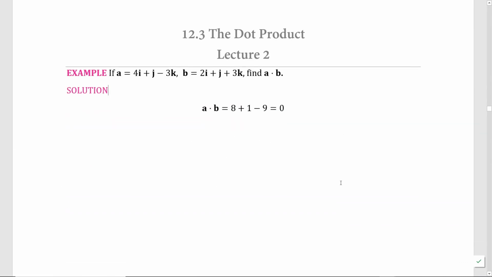Let's see another example. We have two vectors A and B expressed in terms of the standard basis vectors. We want to compute the dot product. By following the rules of the dot product of standard basis vectors, we simply obtain A dot B is 8 plus 1 minus 9, which is equal to 0. So the dot product of these two vectors is equal to 0.